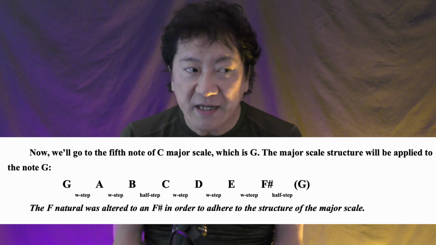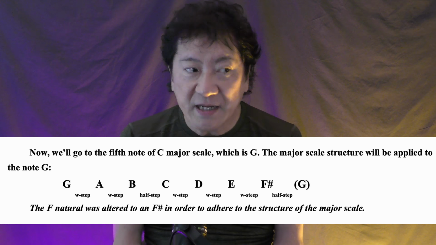Let's go up 5 from D: D, E, F sharp, G, A. A is our new key that we're going to deal with. Again, applying the major scale structure to the note A, we get A, B, C sharp, D, E, F sharp, G sharp, and A. The G natural in the 7th degree was altered to G sharp, again, to keep it to the structure of a major scale. Both the F sharp and the C sharp are still kept within the key of A major. See a pattern? When we acquire an altered note, we are going to keep that note.